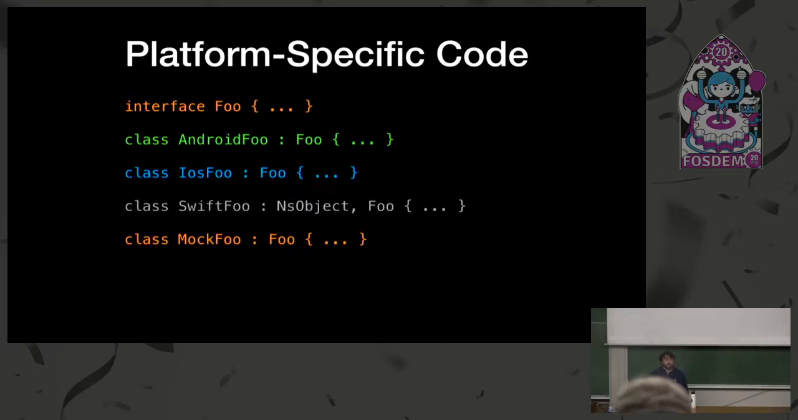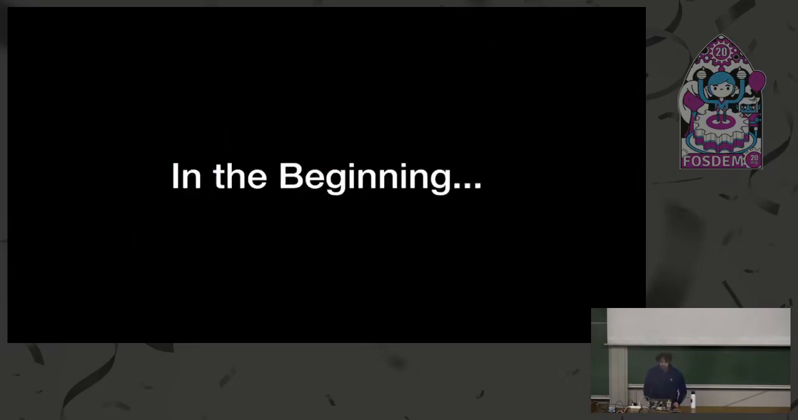With expect and actual, the compiler enforces that they are one-to-one per platform, so there's exactly one actual declaration for every expect declaration. If you wanted to do things like substitute mocks for testing, interfaces are a lot more flexible. So that's a brief overview of multi-platform.